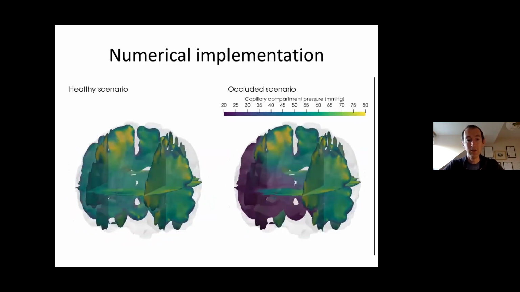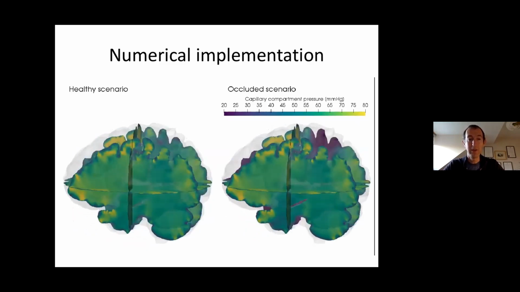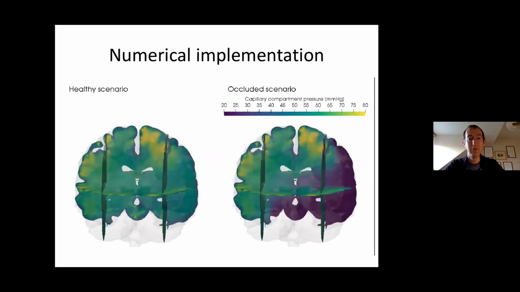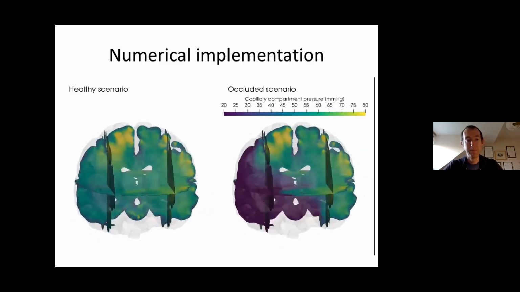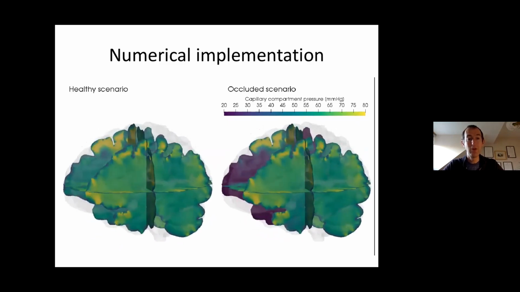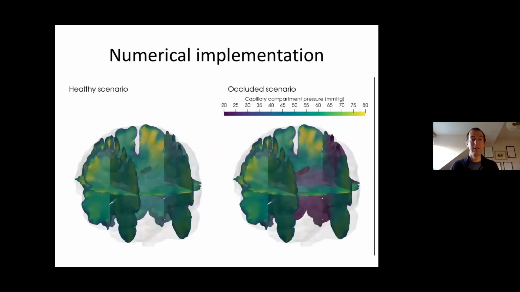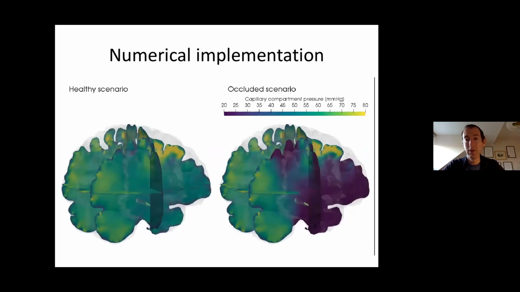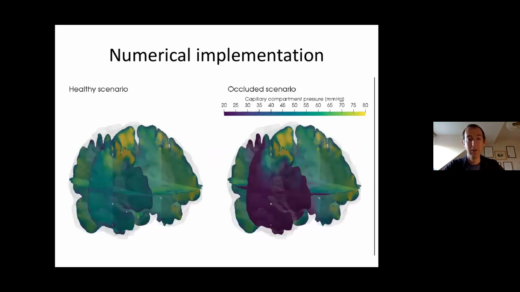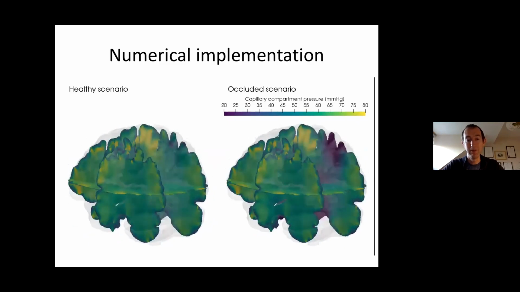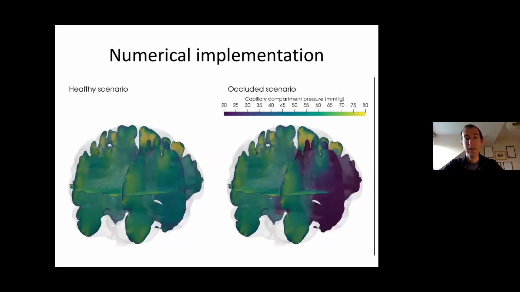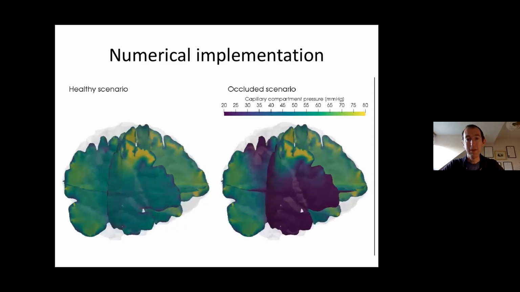And again, this is just a slightly different way of showing it. On the left, you can see the healthy brain, and on the right, you can see the middle cerebral artery occlusion. It's worth highlighting that the perfusion does vary even in the healthy scenario, which is what you would expect. So there are variations in perfusion and flow in different regions of the brain. So that wraps up the flow section.